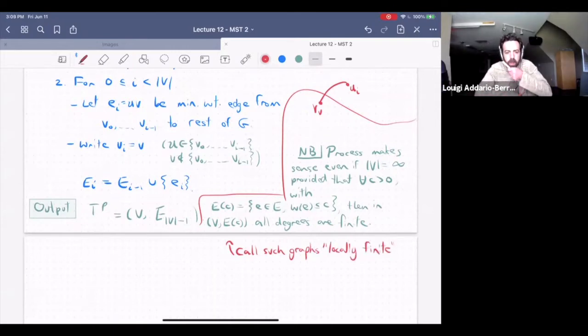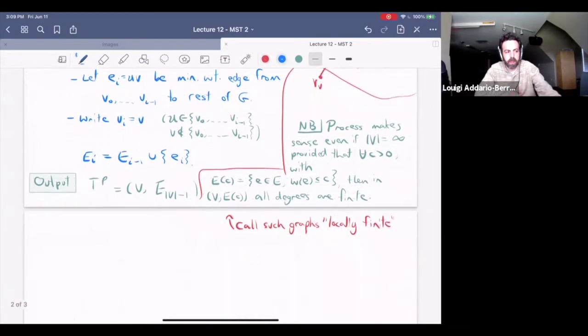Okay, so I hope that that makes sense. So the next thing that I'd like to do is show that this procedure really does output a minimum spanning tree, at least on finite graphs.